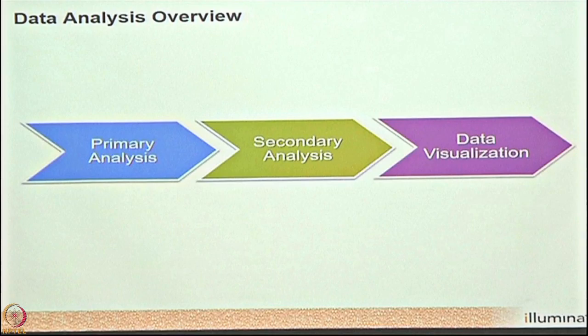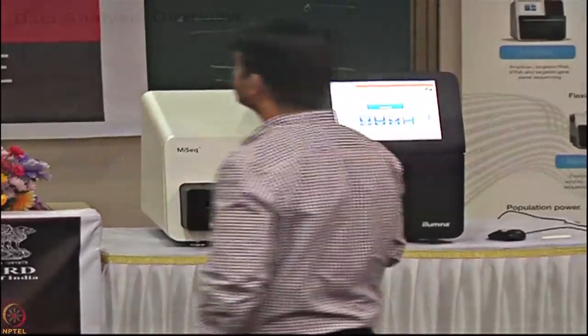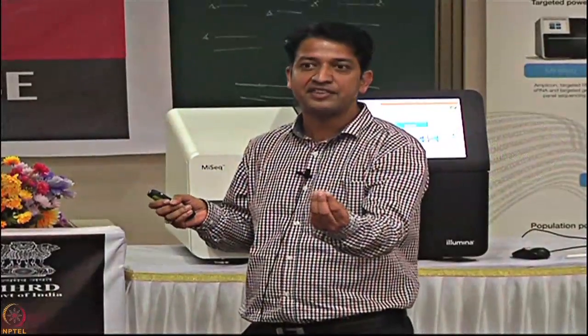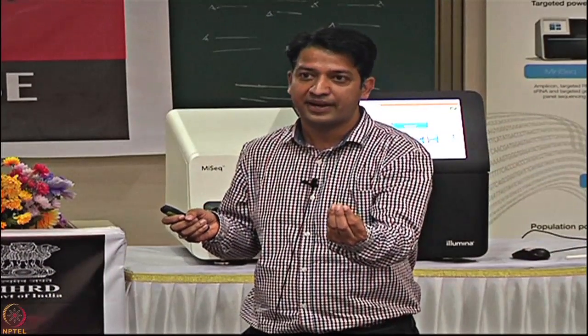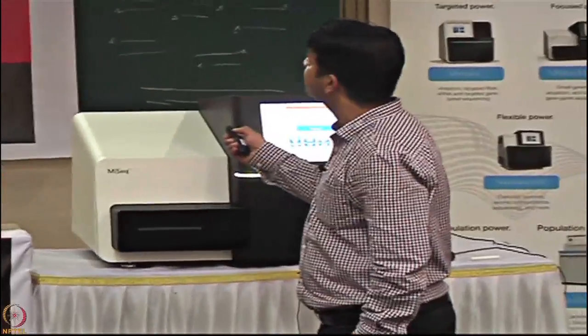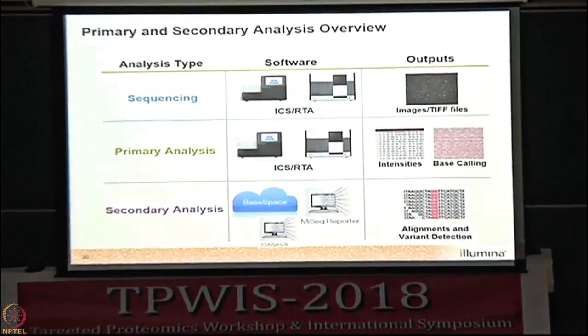Once we are done with the sequencing, the final stage is the data analysis. There are three kinds of analysis. The first one is the primary analysis. During primary analysis, all the bases are tagged with a fluorophore, right? Initially the camera will record the signals like this. It will be colored though: red, green, yellow, but these are all your bases called.